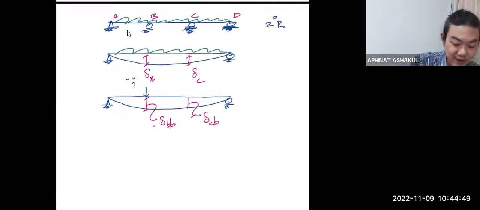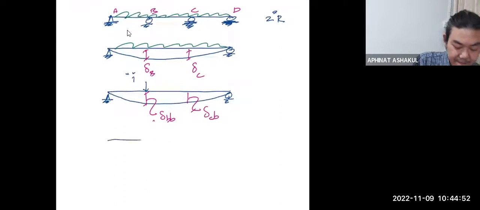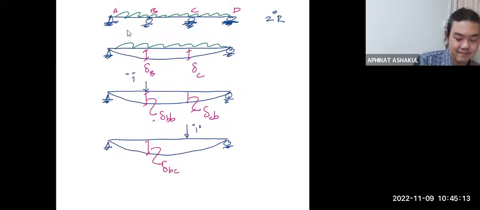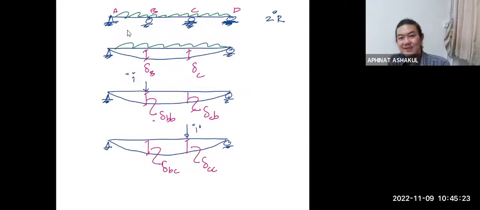And then you're going to have to do another case. Suppose, as you can guess, you apply the unit load at C this time, and of course you will have deformation. This will be the deformation at B due to the load at C, and this will be the deformation at C due to the load at C. That's why we have two subscripts. So now you do not wonder why, right?